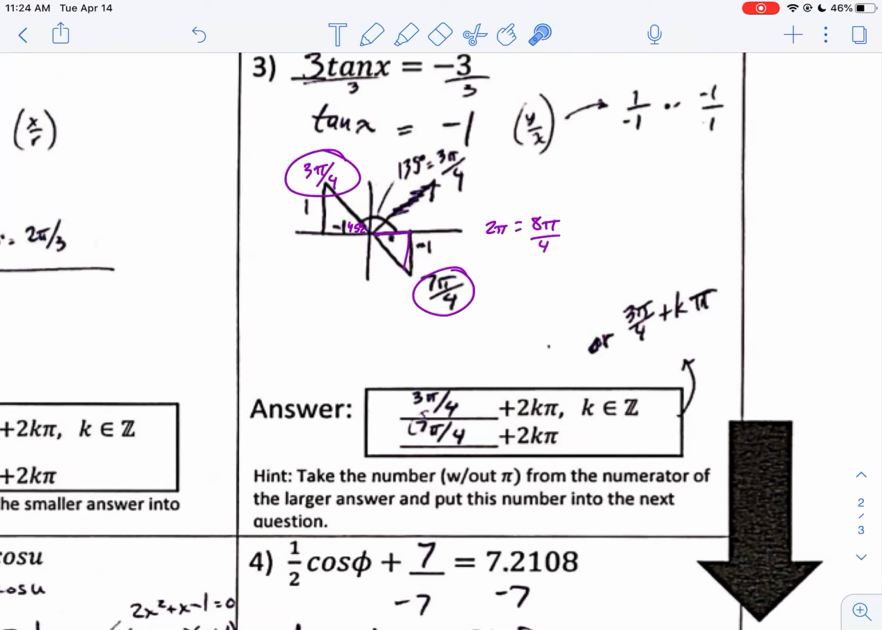That gets me these 2 answers, but I need to think about all the solutions. So I have to add 2k pi, where k is an element of the integers. That gives me all the solutions.